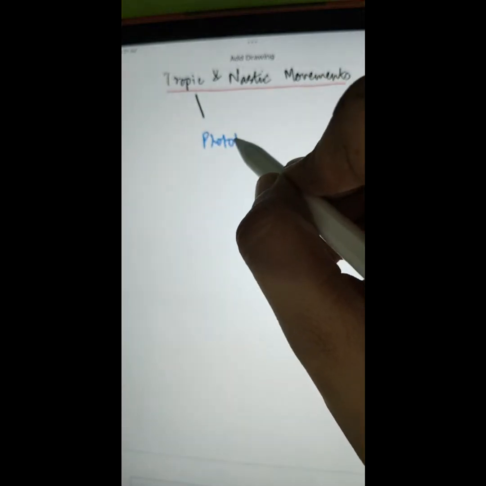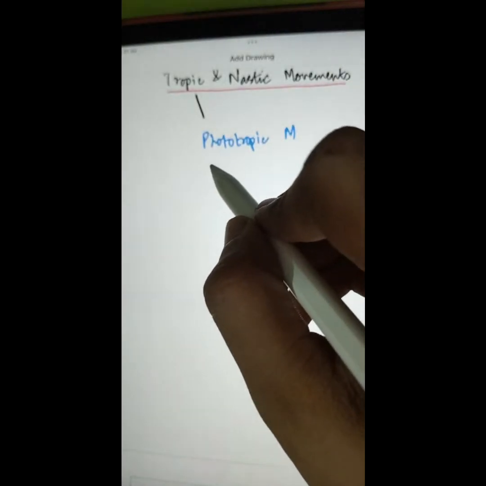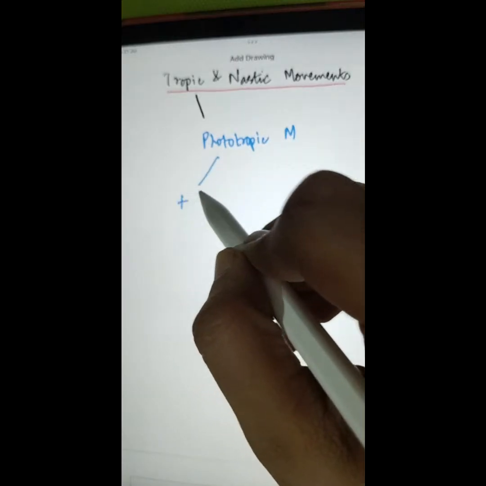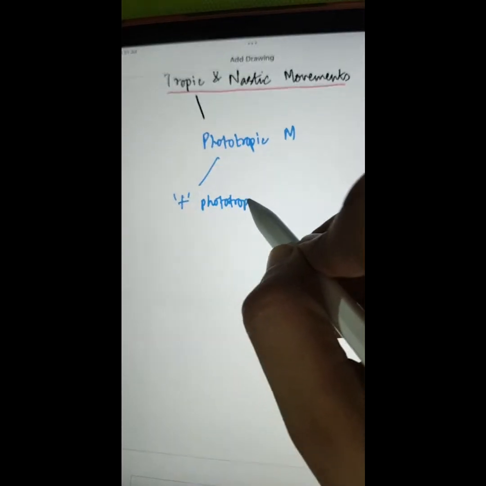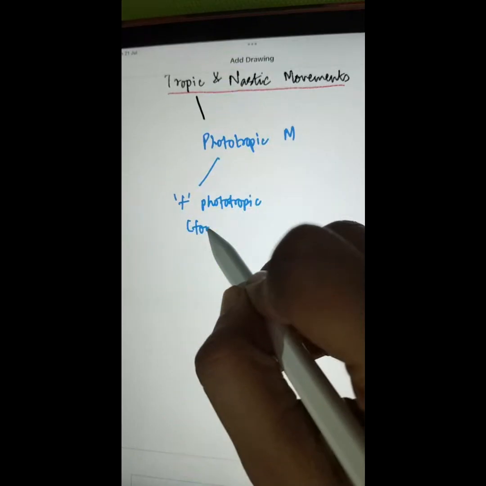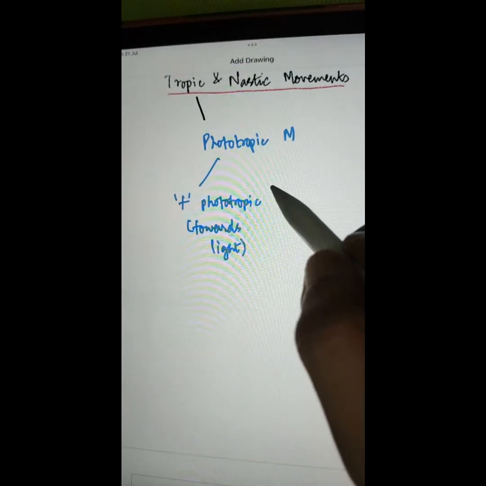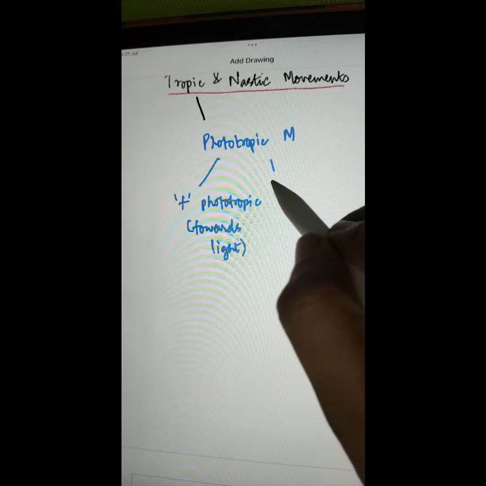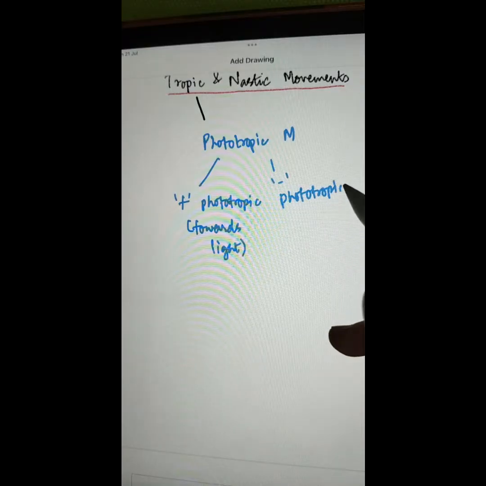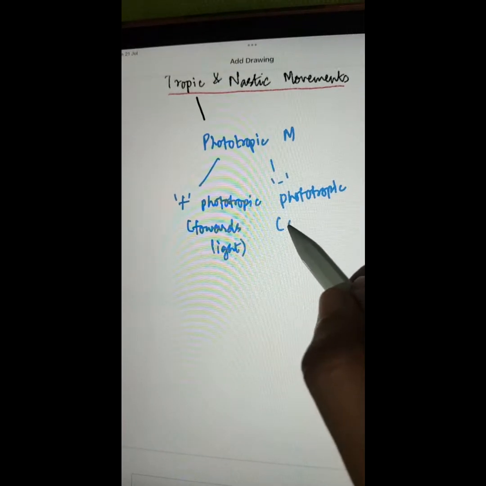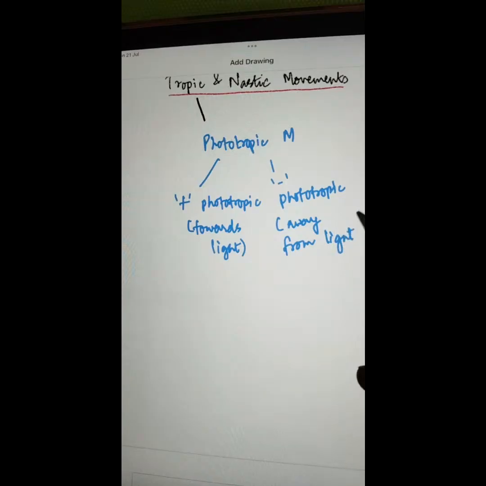Say I have taken phototropic movement first. Photo means light, okay? And if the movement is towards light, we will be using positively phototropic. So whenever it is towards light, it is known as positively phototropic. And if it is away, then we will be using negatively phototropic. This is very important in case of the tropic movement. So if it is away from light, it is going to be negatively phototropic.